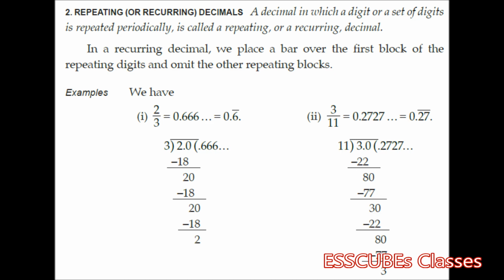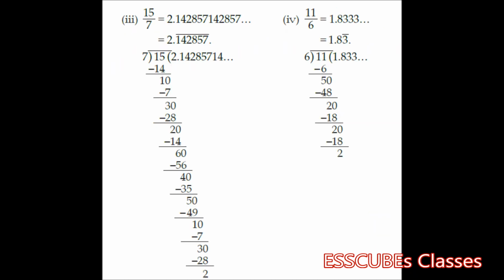Similarly, if I have 15 by 7, which yields the result 2.142857142857, we see the block 142857, that is, this block of numbers is getting repeated again and again. So what I am going to do is put a bar on that.